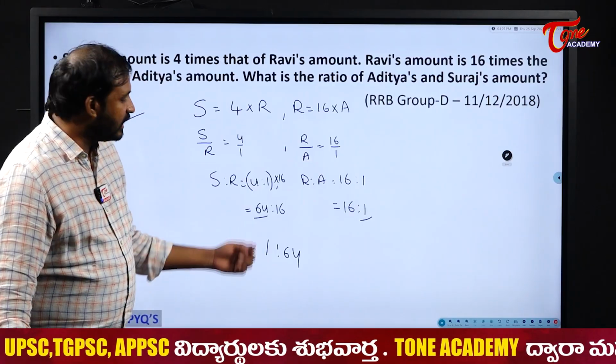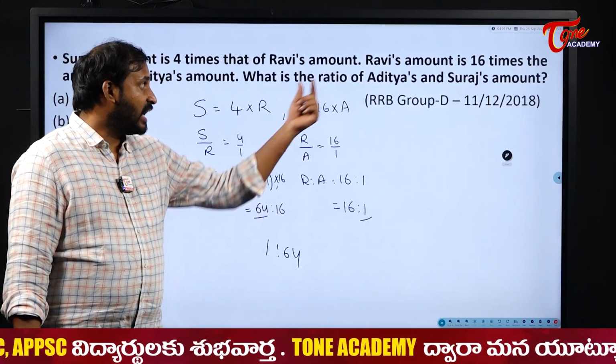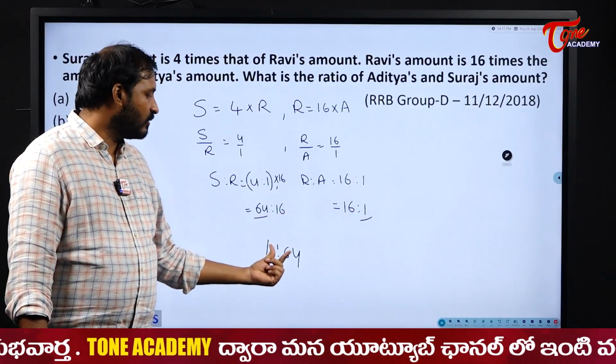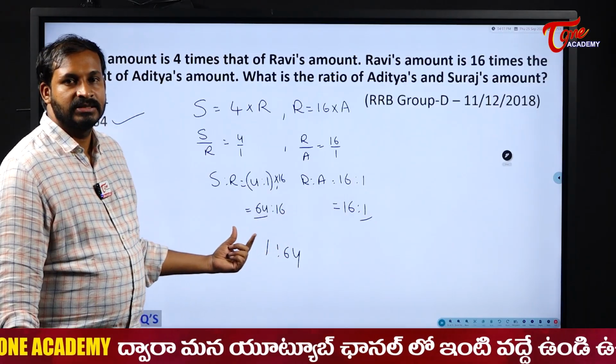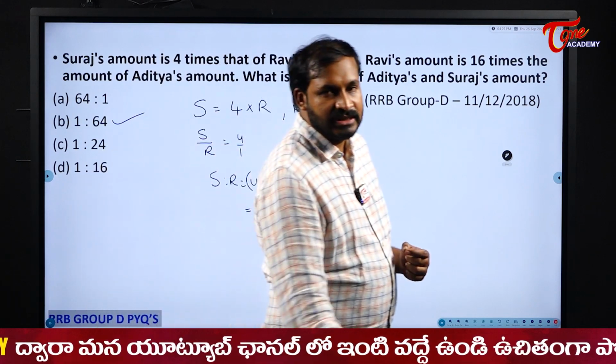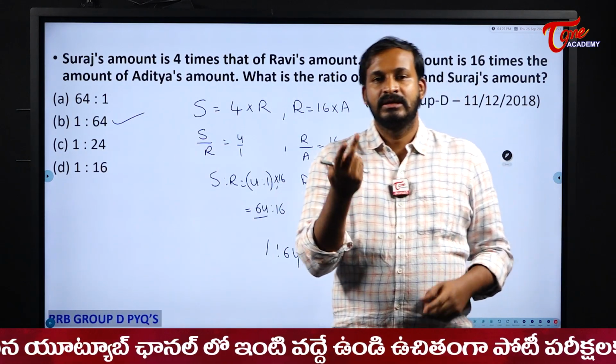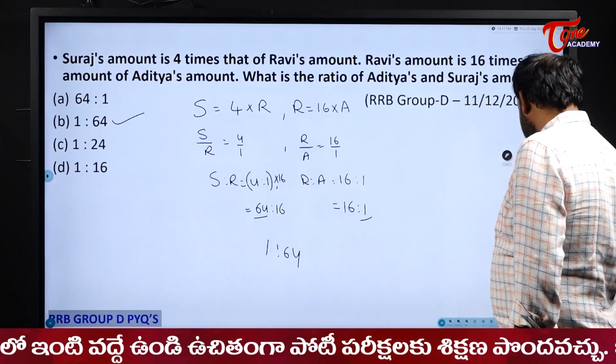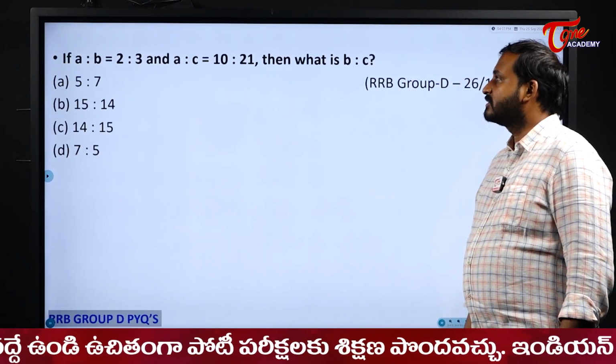Don't write it in a flow as 64 is to 1. They asked for Aditya's and Suraj's amounts. Aditya's amount is 1 part, Suraj's amount is 64 parts. So please be careful with these ratios. Why? Because if you change it even a little bit, you will get a wrong answer. Okay. Next one.